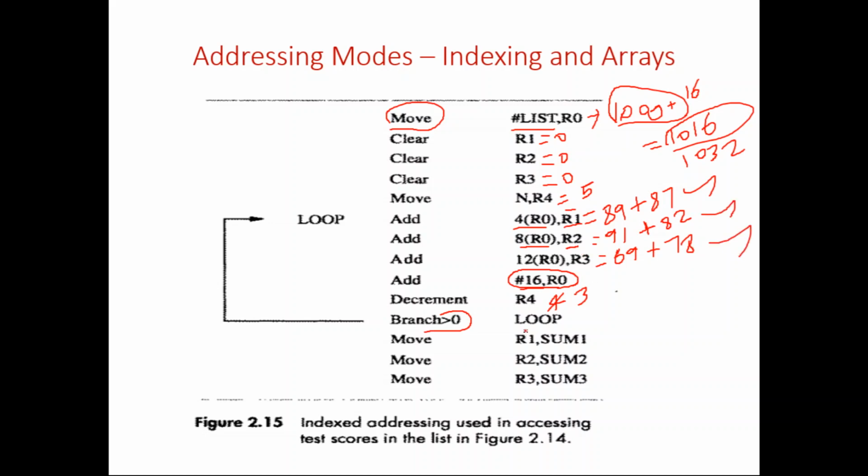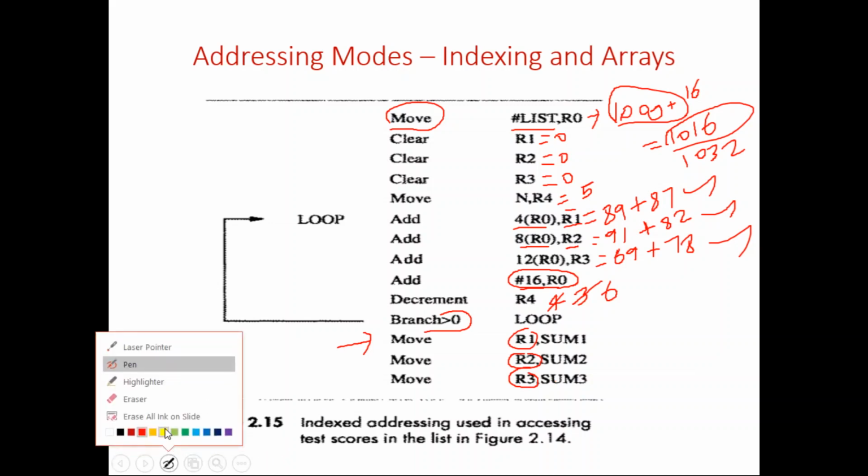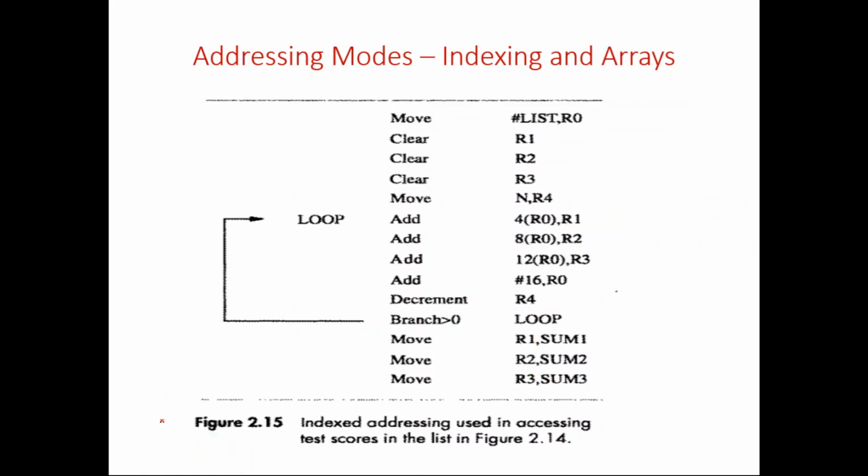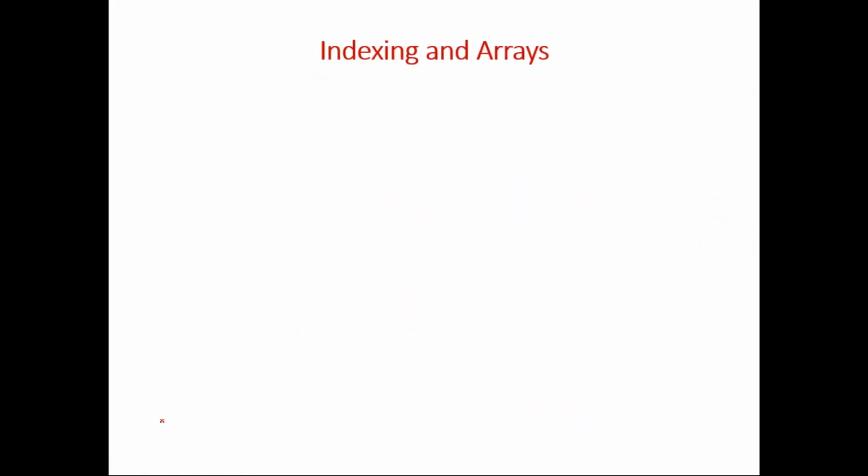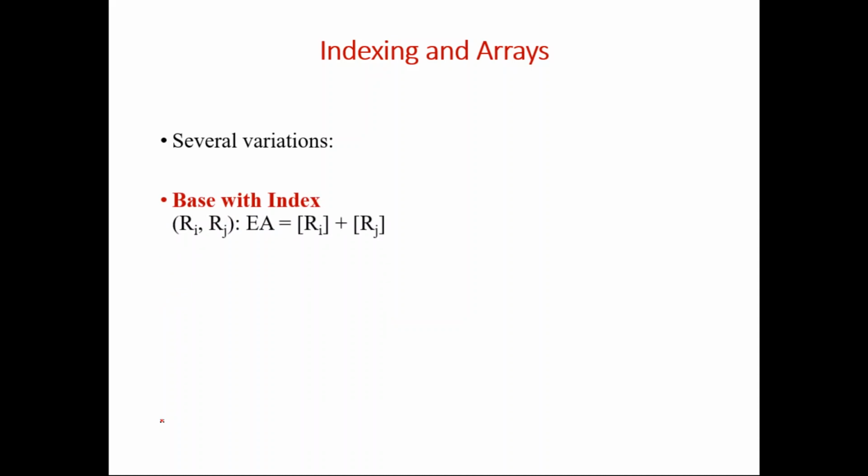Finally, when R4 becomes 0, the loop will not go back, rather the following statements will execute. The sum of test 1 is moved to sum1, the sum of test 2 is moved to sum2, and the sum of test 3 is moved to sum3. So this is how this particular concept works, right? But there are some variations of index addressing modes.